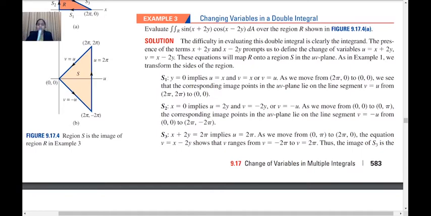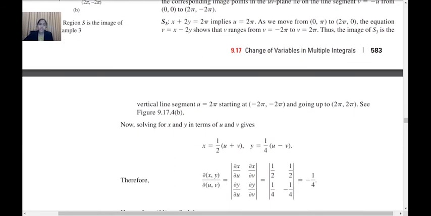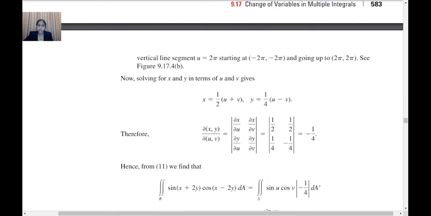We have to determine the value of x and y in terms of u and v. So x is equal to 1/2 (u + v) and y is equal to 1/4 (u - v). Just solving those two equations, we can easily get the value of x and y. Now what will be ∂(x,y)/∂(u,v)? That will be ∂x/∂u, that is 1/2, ∂x/∂v, again 1/2, ∂y/∂u, that is 1/4, and -1/4, and the determinant of that is -1/4.